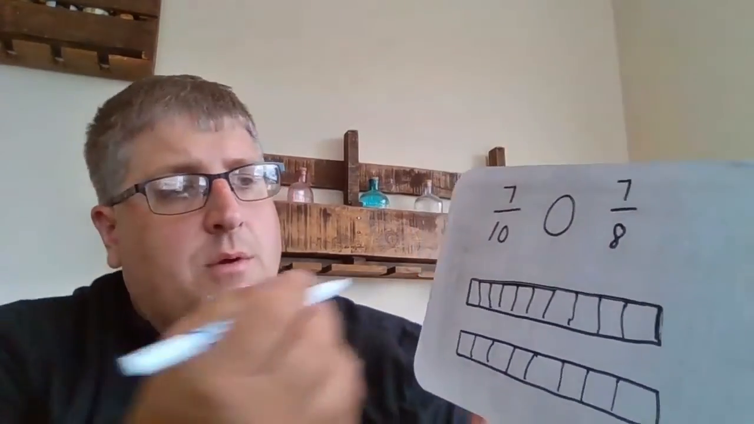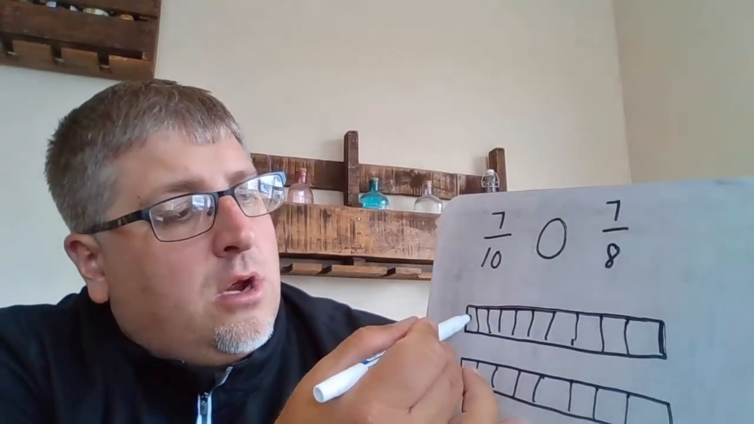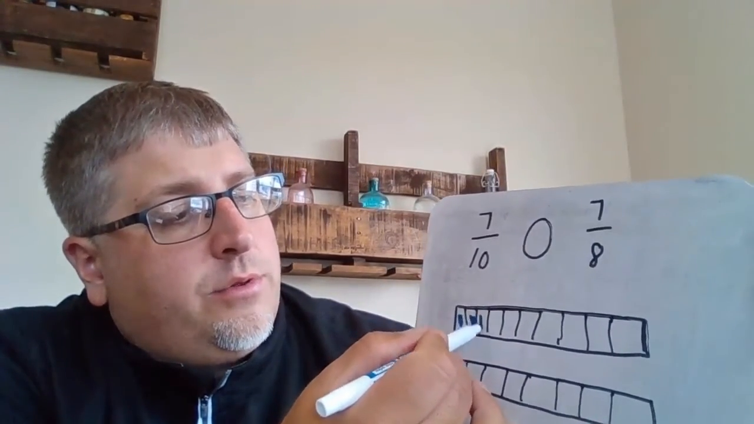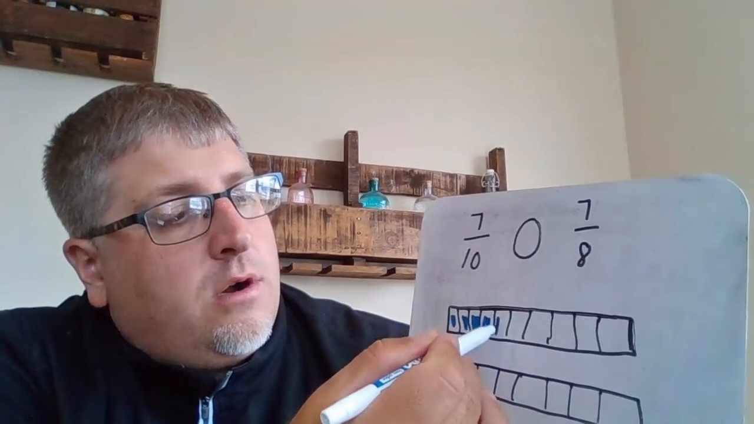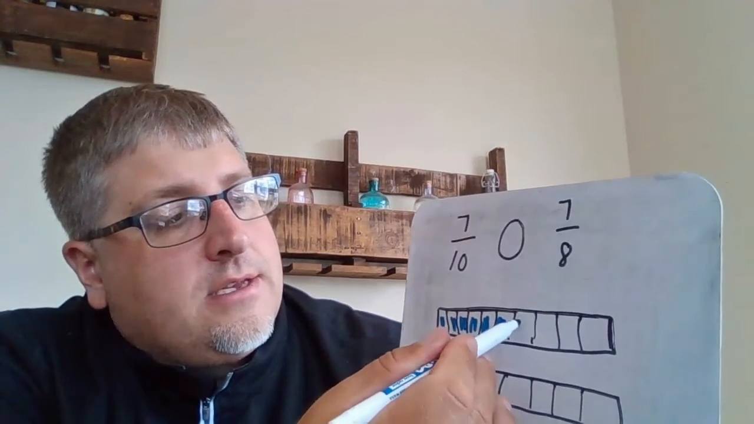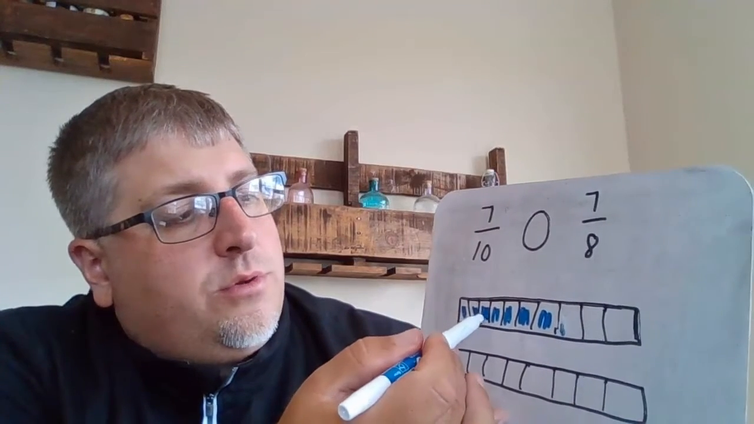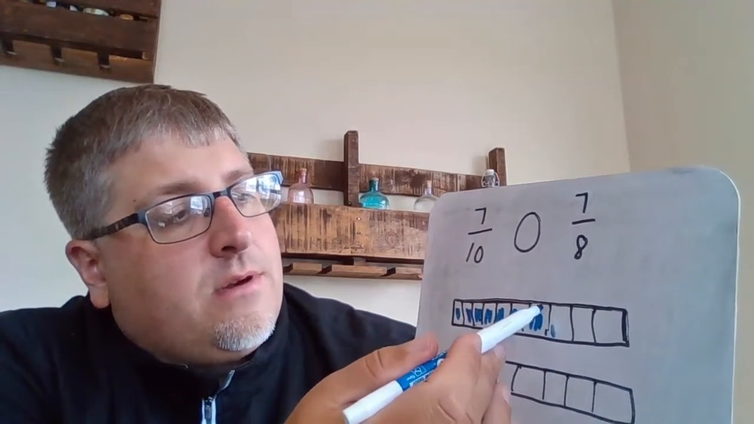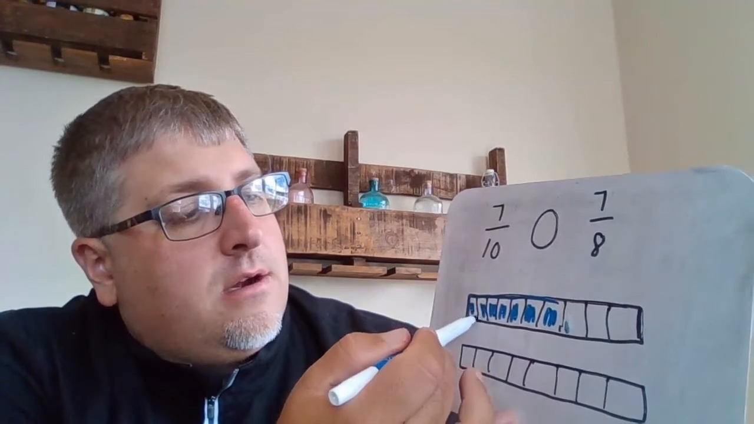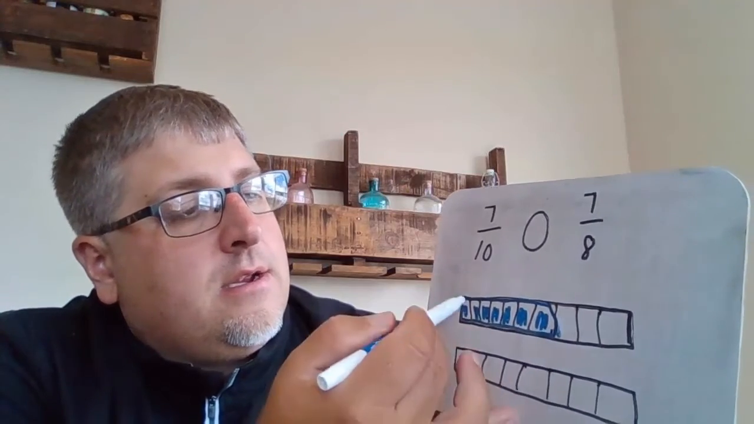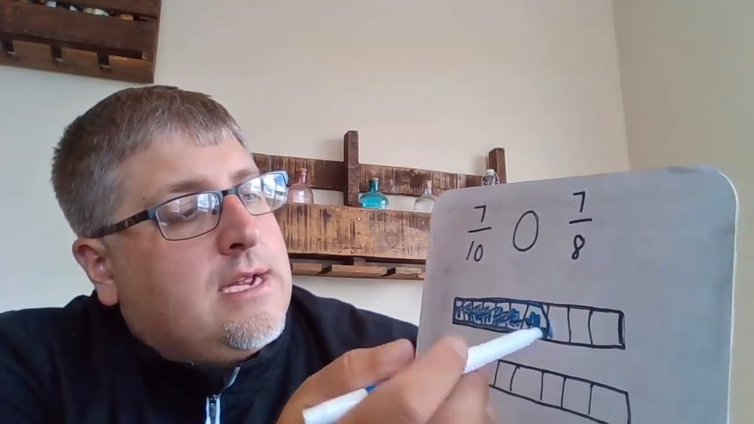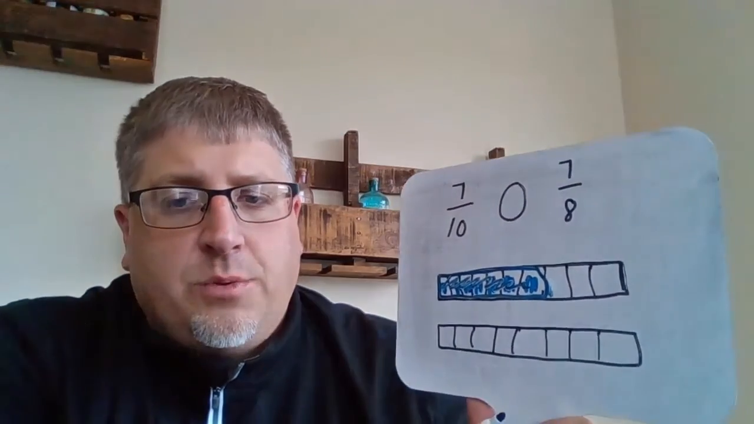So let's fill it in. Right here, we're going to go 7/10. So we need 1, 2, 3, 4, 5, 6, 7. Okay? So right here is that 7/10 right there. Kind of did that just so we could see it.